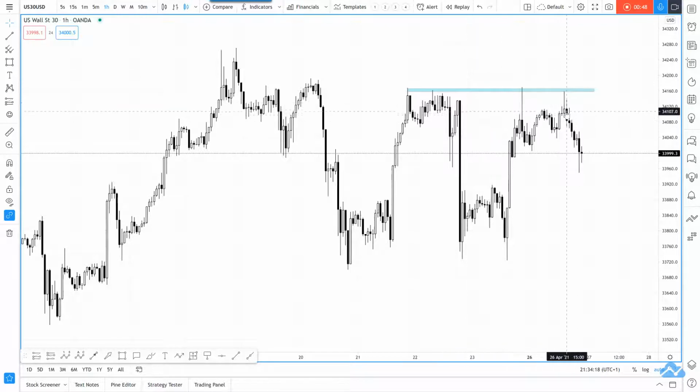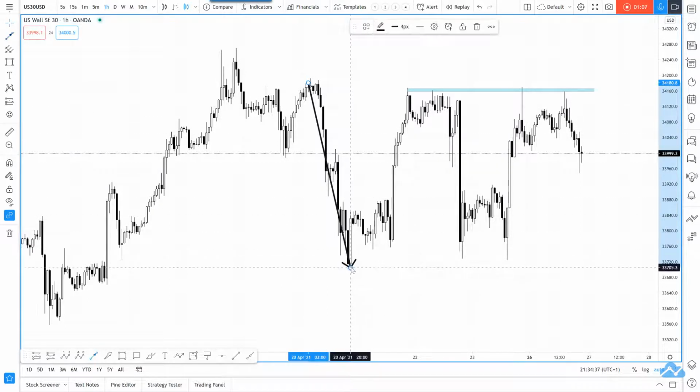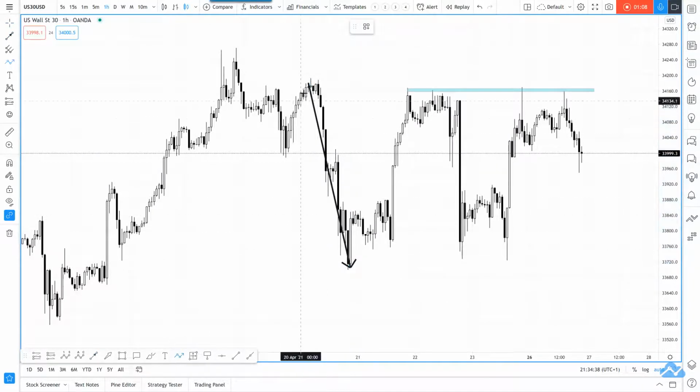So today I was able to sell the market here, US 30. I originally had a stop loss over here, which was wrong, so that got stopped out. But I had done my analysis and I had seen that the market had done this. So after doing this move down, it went up, came down. So that's your first move.